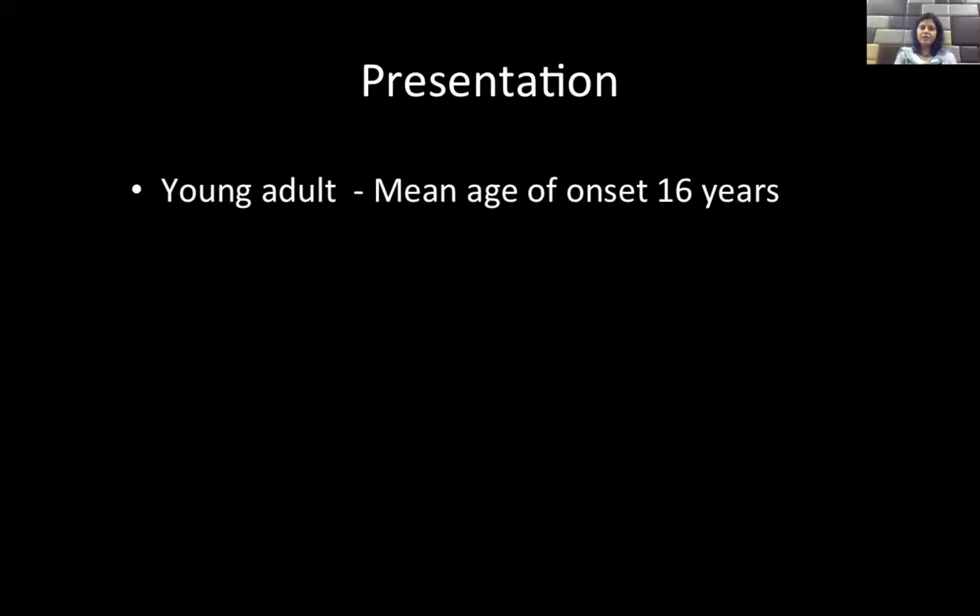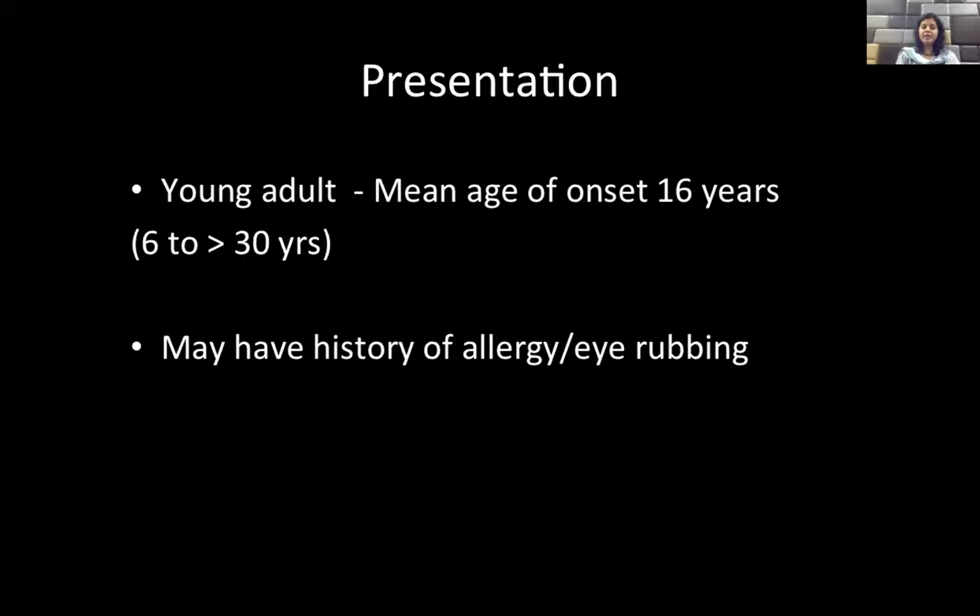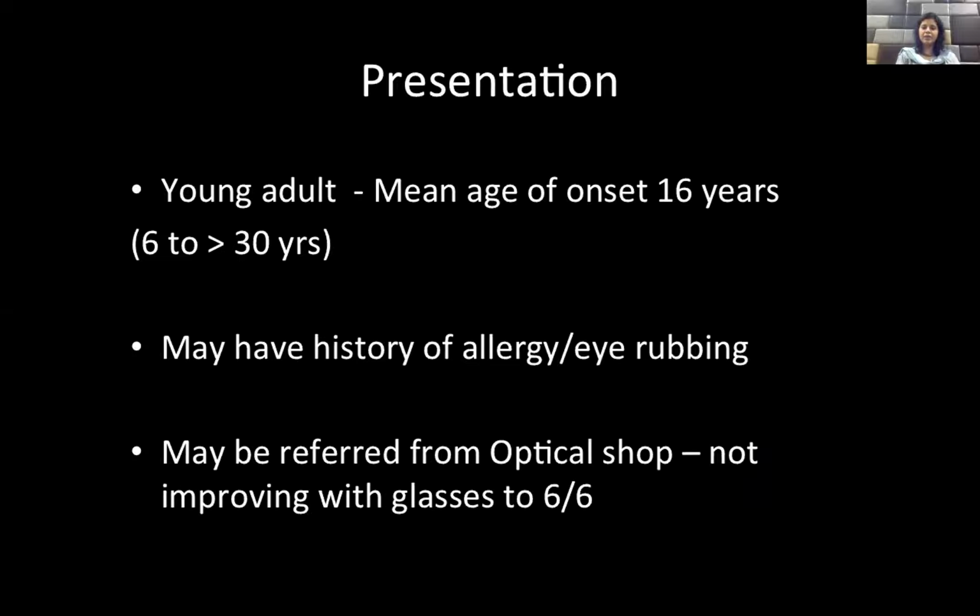So you would have a young adult, the mean age of onset being 6 years to about 16 years, but you can have it as young as 6 years, and it can present even later at more than 30 years. They may always look for history of eye rubbing or allergy, or they may be just referred from the optical shop that the patient is not improving with glasses up to 6/6.